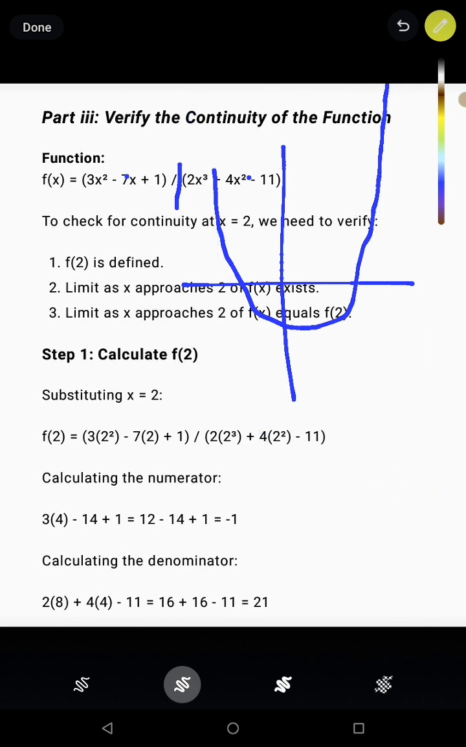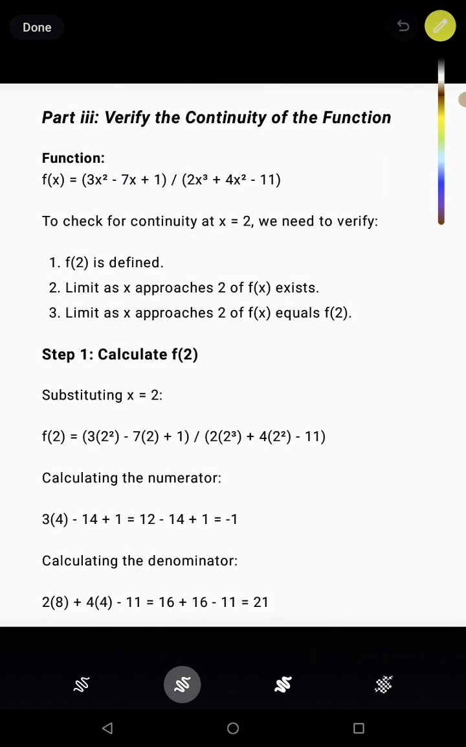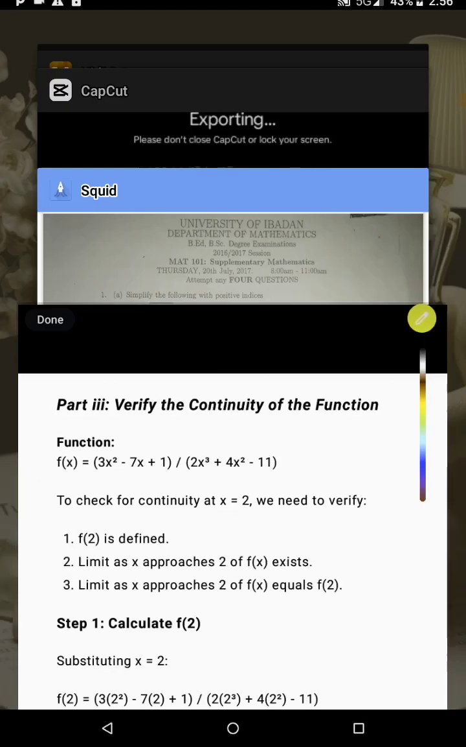And for some of you that are thinking, where do I get my question from? Let me show you. This is the question right here, for UI students. This is a 2016-2017 question, and it is right there in number 1BIII. The first question we've solved was L'Hopital's rule, 1BI, then limit of a function, 1BII. Are we together here?